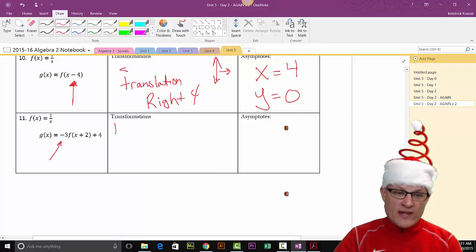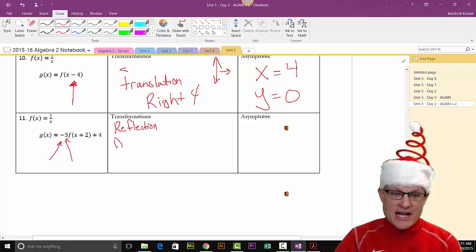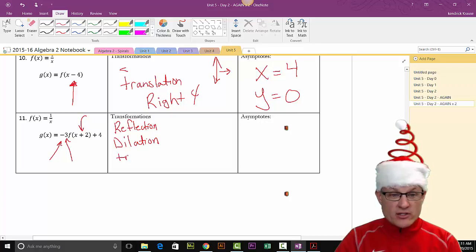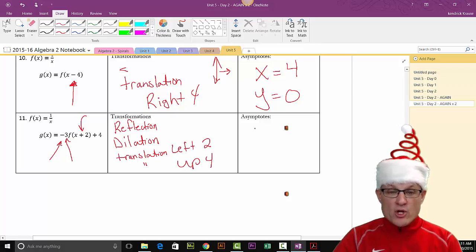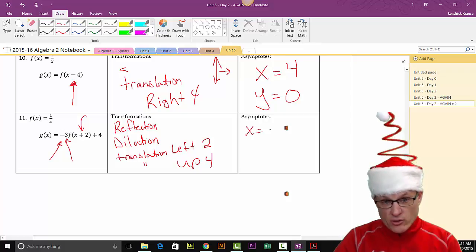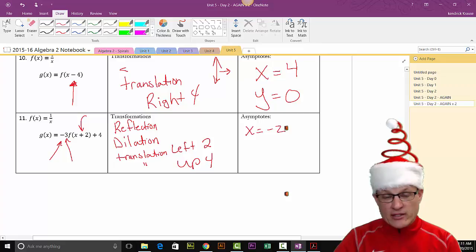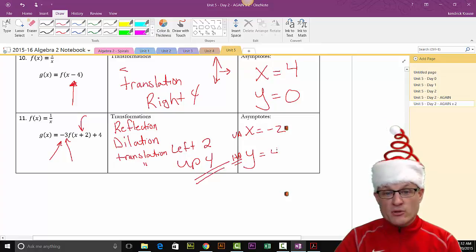The first thing we see is a reflection. Then we've got this 3, which is a dilation. Adding on the inside is backwards, so this is a translation left 2. We're also going to translate up 4. So, normally my vertical asymptote is x equals 0, but we're moving left 2, so that's x equals negative 2. And normally my horizontal asymptote, remember this is my VA, this is my HA, is y equals 0, but we moved up 4, so that becomes y equals 4.